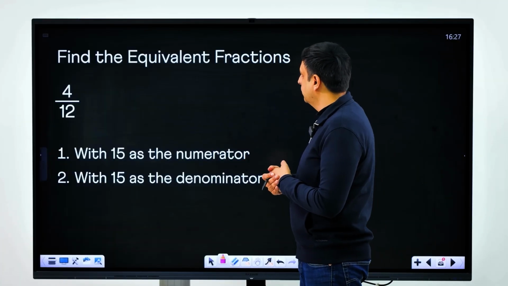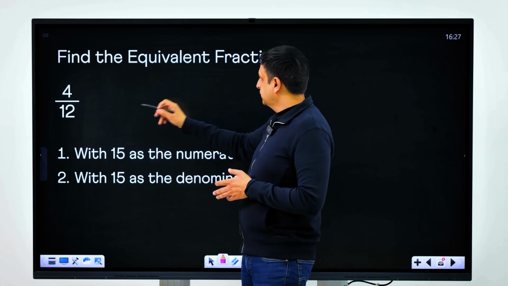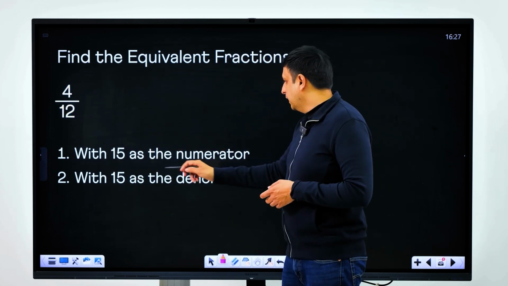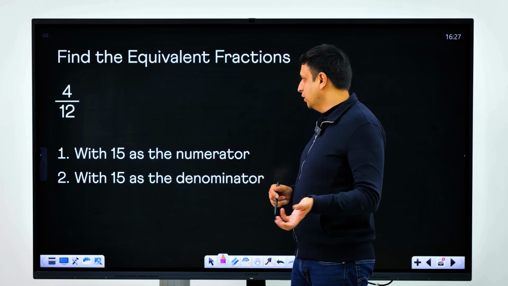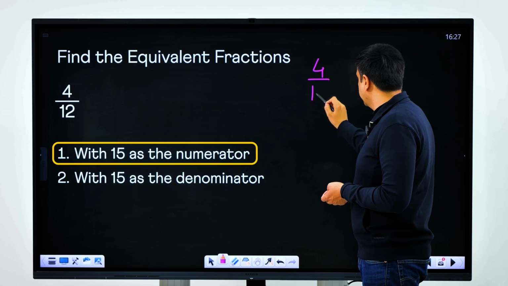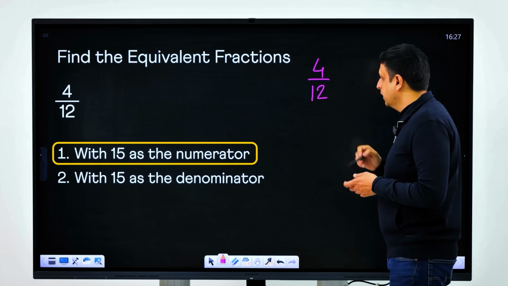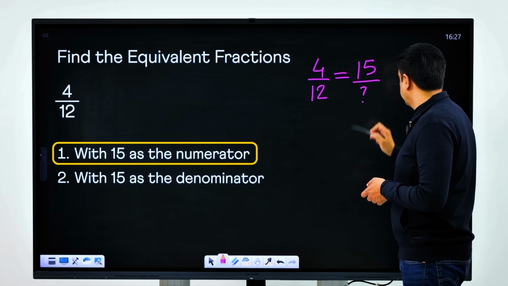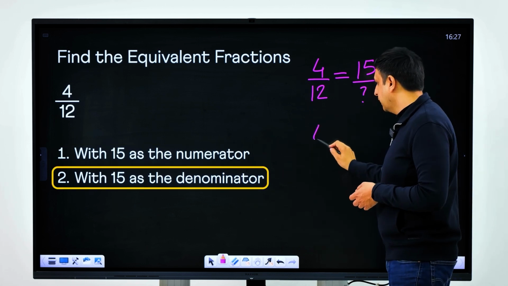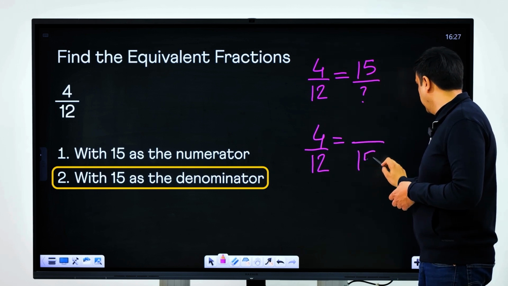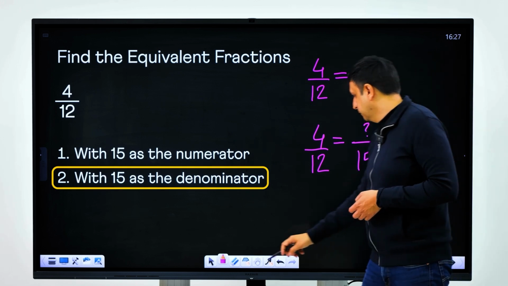Okay, now here's our next problem. Find the equivalent fractions for 4 over 12, one with 15 as the numerator and 2 with 15 as the denominator. So in the first case, we have to find an equivalent fraction for 4 over 12 such that 15 is in the numerator and we don't know what comes here. In the second part, we have to find an equivalent fraction with 15 in the denominator and we need to figure out what should come in the numerator.